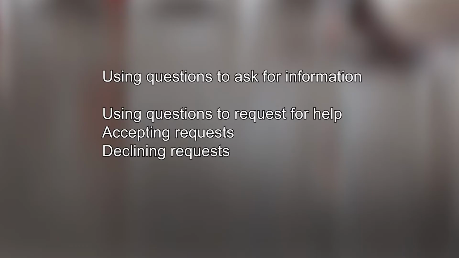Hello everyone, this is module 4 of unit 1 in speaking and listening. In module 3, you remember we looked at formal and informal ways of starting and ending a conversation. In this module, that's module 4, we're going to look at using questions to perform two functions in English, asking for information and requesting for help. We'll also see how we can respond to these.